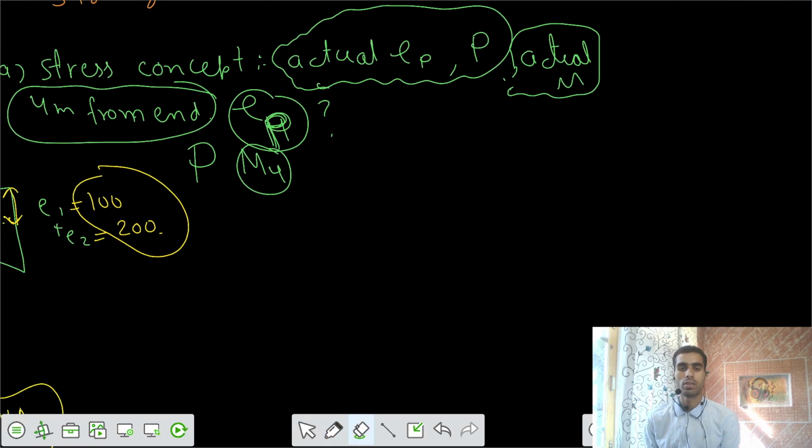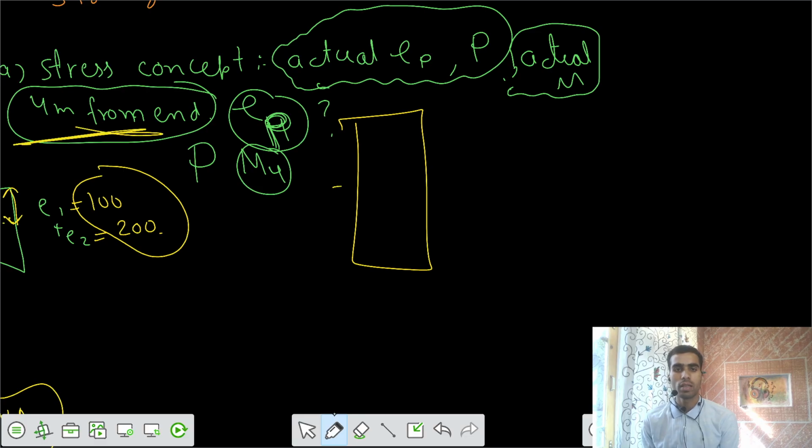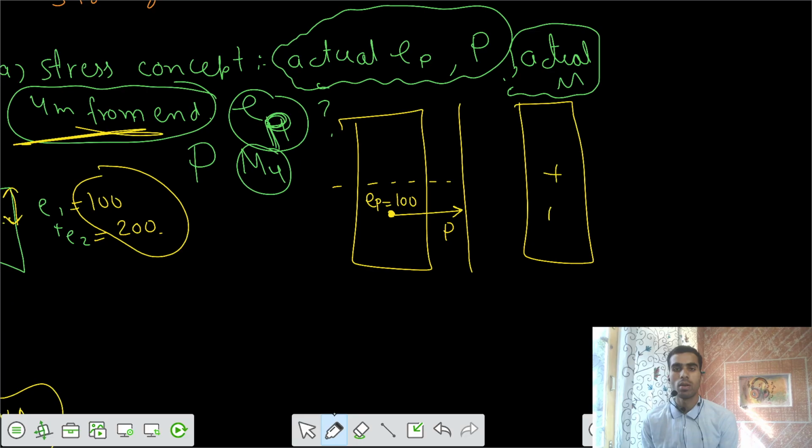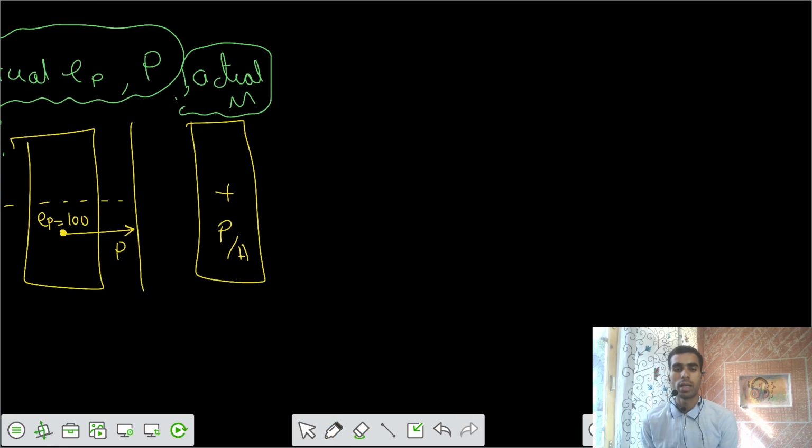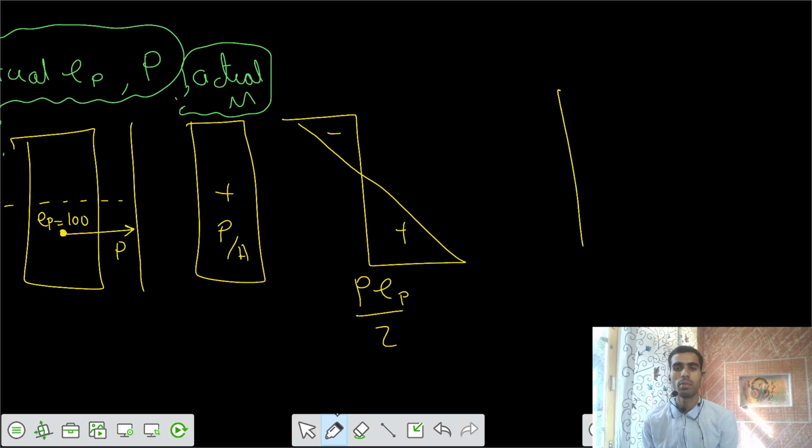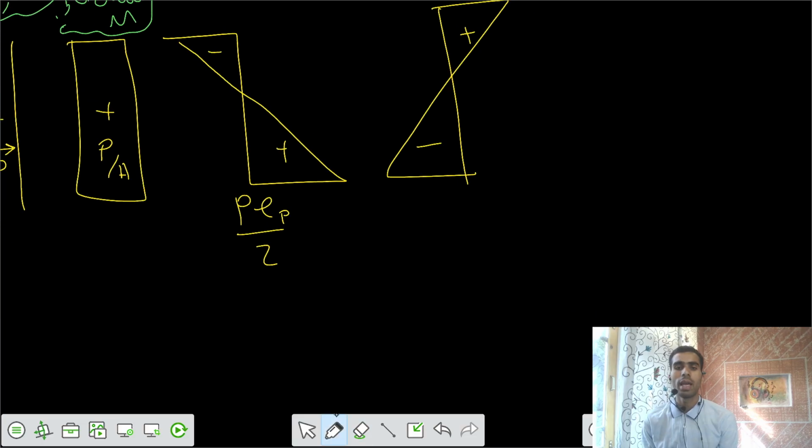So I can solve by the stress method now. You had this section at the midspan. At this section at 4 meters, from the neutral axis we had to go the value of EP equals 100 millimeters below the neutral axis, such that your P force is acting there. And I can draw the stresses now. P by A, and negative positive, negative positive, negative positive P E by Z. And the third one is because of the moments at that section, that would be sagging, so I would write plus minus M4 by Z.